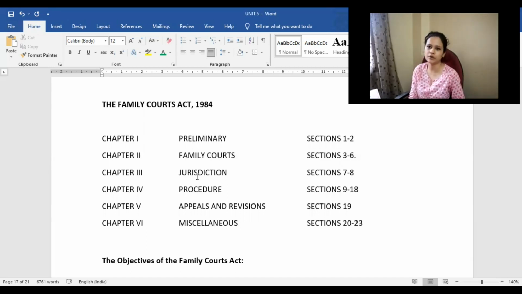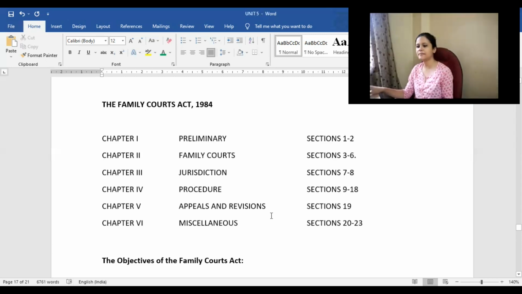What kind of court will it be? Is it a civil court? Is it a criminal court? Then in the fourth chapter, it tells us the procedure, how matters will be decided in family court. Then in chapter 5, appeals or revisions. Is it allowed or not? And last, we have a miscellaneous part. So there are basically 6 different parts, and in total, we have 23 different chapters.